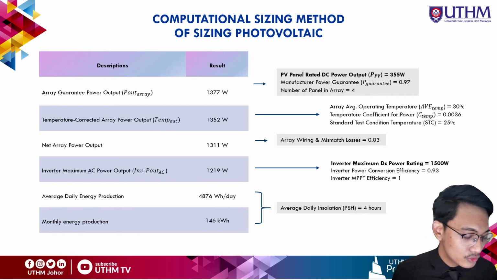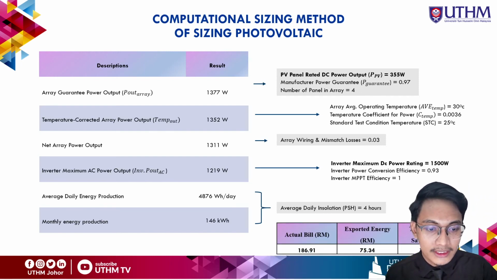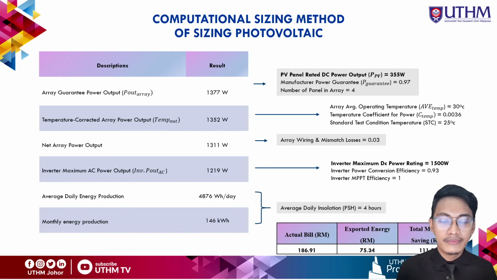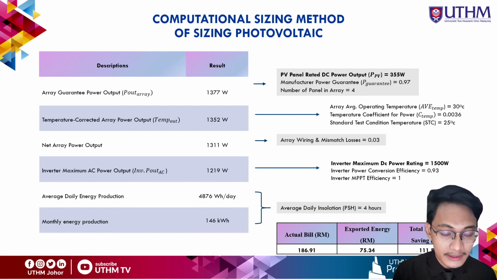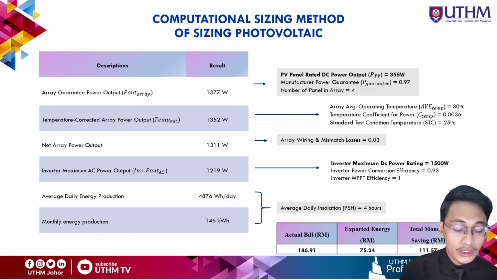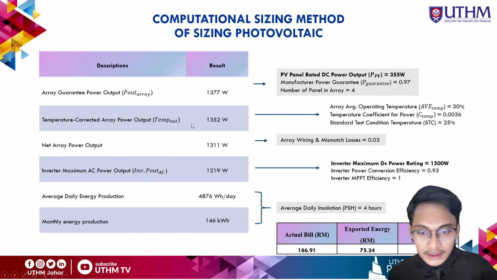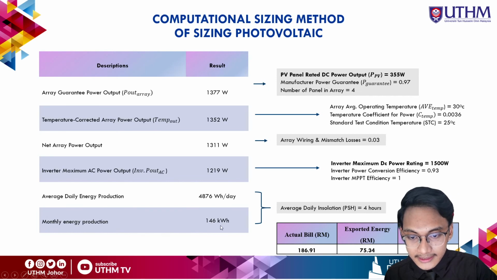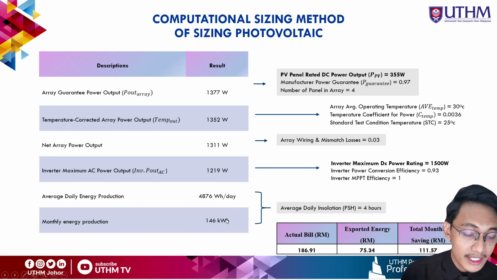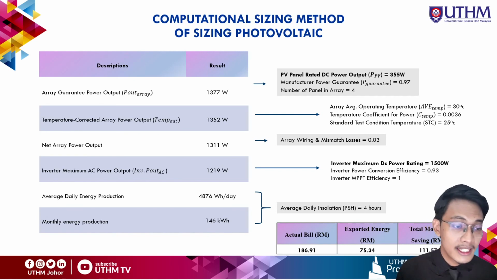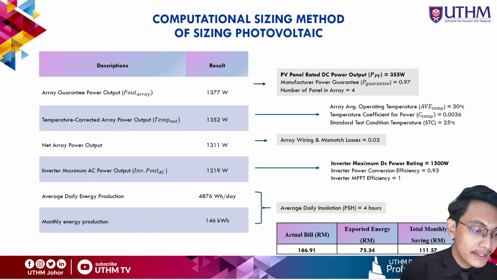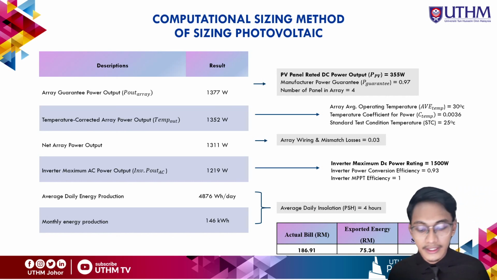Based on NEM, the actual bill before implementing the solar panel is 186.91 ringgit, and the exported energy of the PV panel, from 146 kilowatt-hours, gives 75.34 ringgit. Hence, the total monthly saving is 111.57 ringgit.